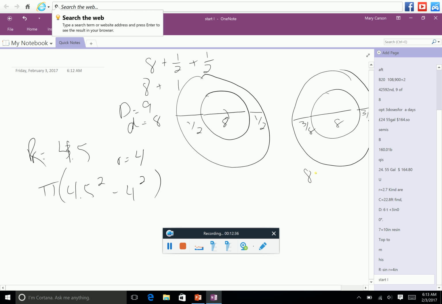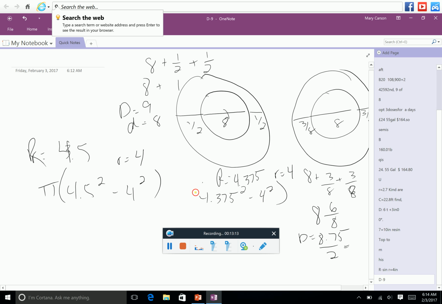All right, this one we have to add 8 plus 3/8 plus 3/8. That gives you 6/8, and 6/8 is the same thing as 0.75, so that's 8.75. Okay, and so that's your big diameter, right? So again, your little r would be 4, and if we divide this by 2, your big R would be 4.375. So we'll do 4.375 squared minus 4 squared times pi.